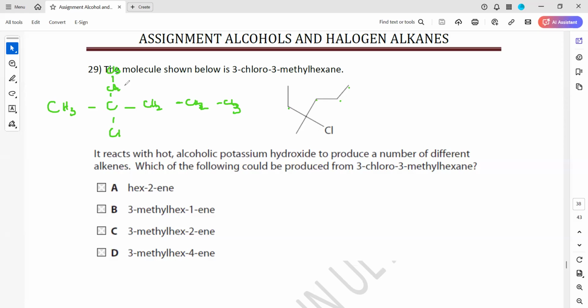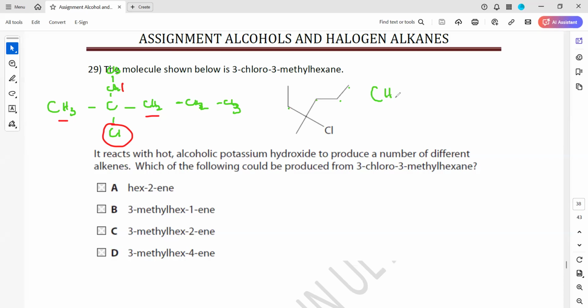Now, when the elimination reaction occurs, the chlorine will be lost. So this chlorine will be lost, and then what will happen? One of the hydrogens will be lost. Any of the carbons can lose its hydrogen: this carbon can lose its hydrogen, this carbon can, and this carbon can also lose its hydrogen. So if the first carbon loses hydrogen, what will the new structure be?